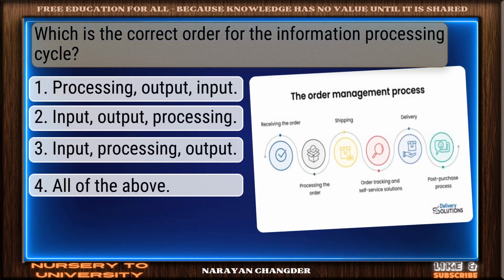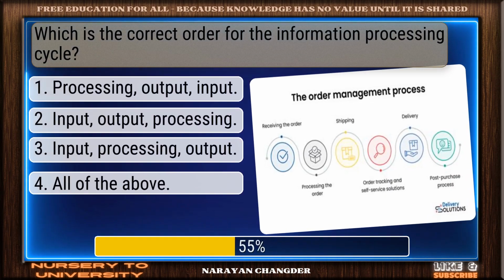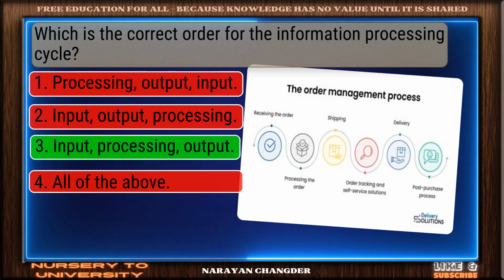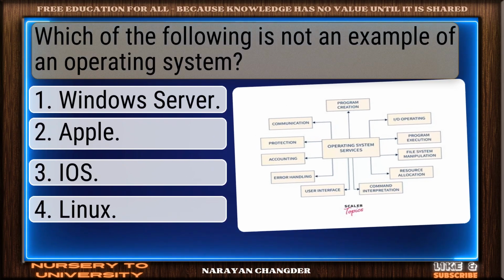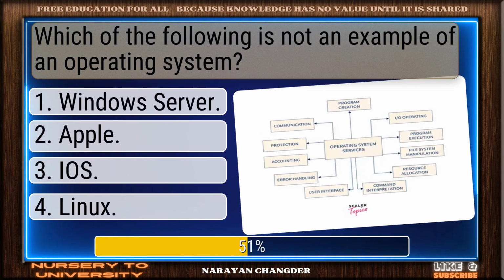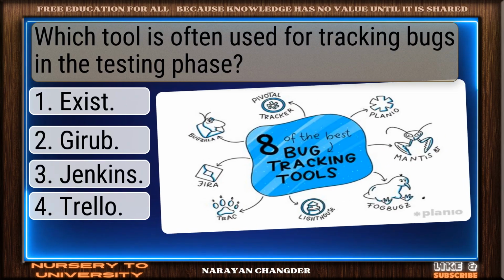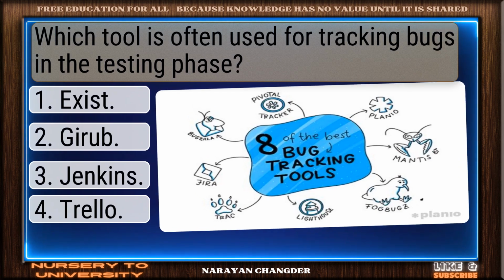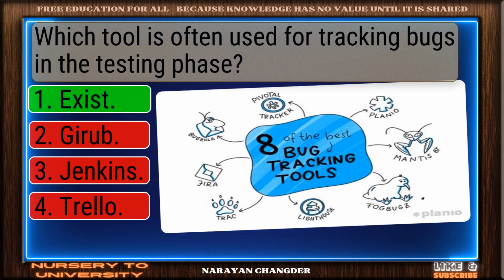Which is the correct order for the information processing cycle? Nice work. Input, processing, output fits perfectly. Which of the following is not an example of an operating system? Well done. Apple is right. Which tool is often used for tracking bugs in the testing phase? Correct. Jira is spot on.